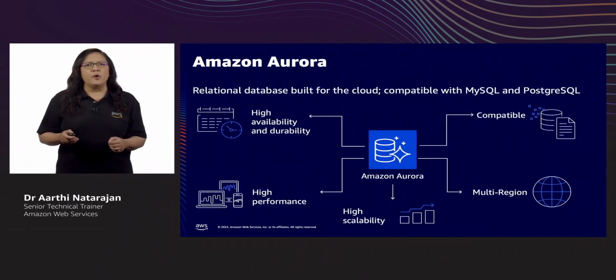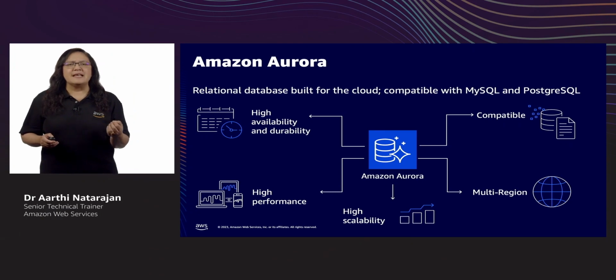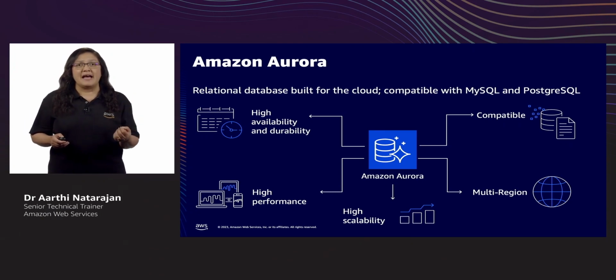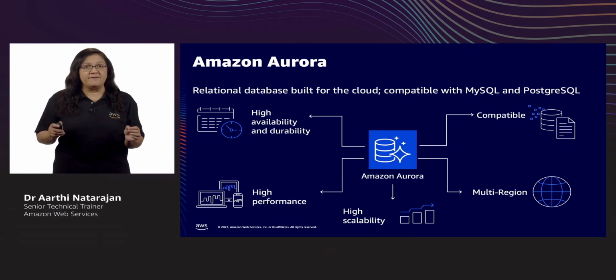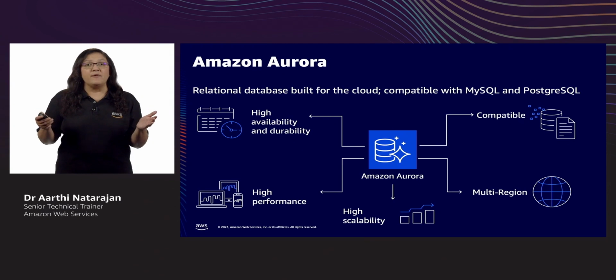We've also got Amazon Aurora, which is MySQL and PostgreSQL compatible relational database built for the cloud. It combines the performance and availability of high-end commercial databases with the simplicity and cost-effectiveness of open-source databases. Aurora is built for high availability and durability, concepts that we are familiar with so far. It's also built for high performance, scalability, whilst providing multi-regional capabilities.